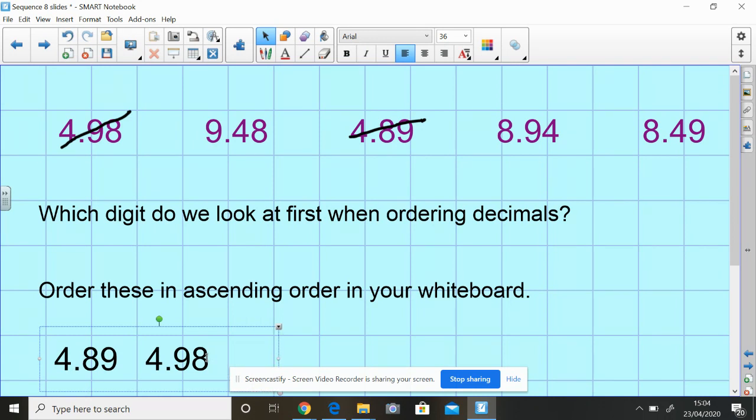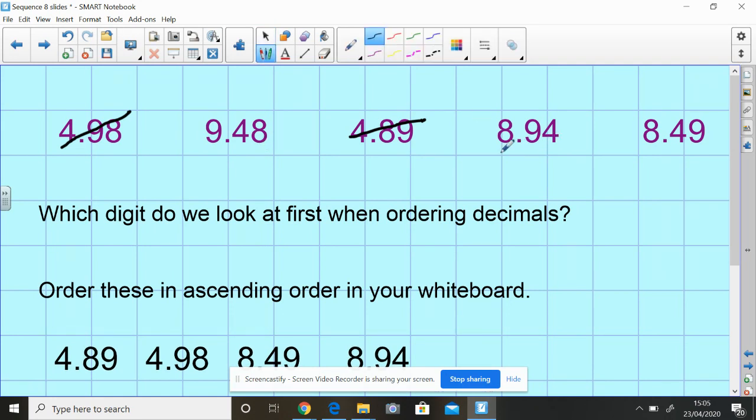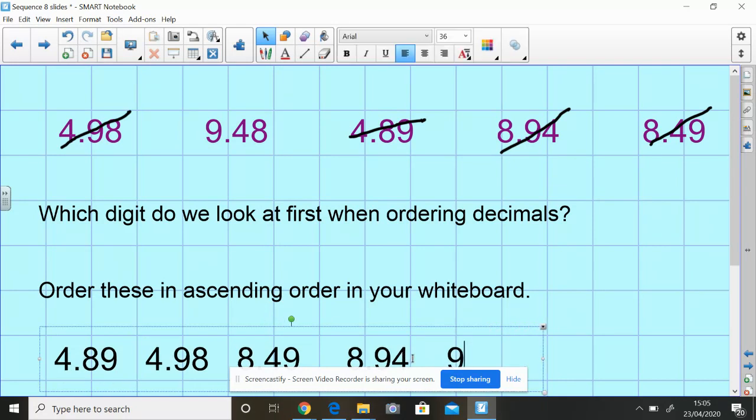So the next decimal is 8.49. And the one after that is the other 8 decimal, which is 8.94. And then we only have one left, and that is the largest number, which is 9.48.